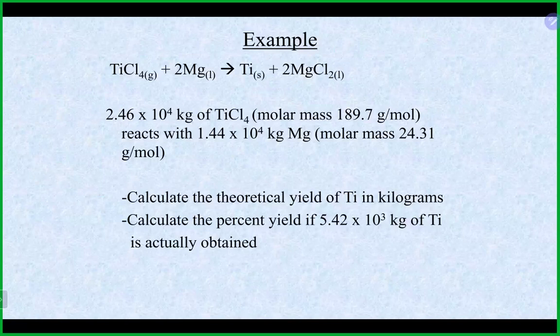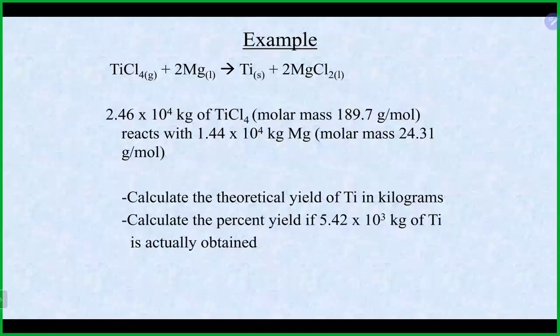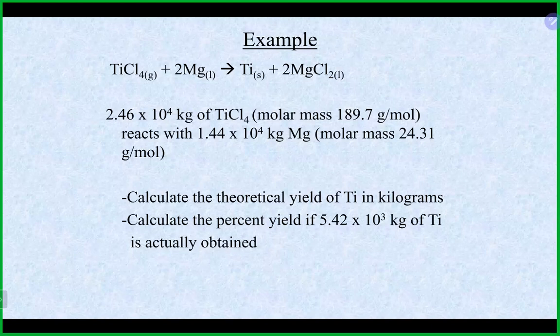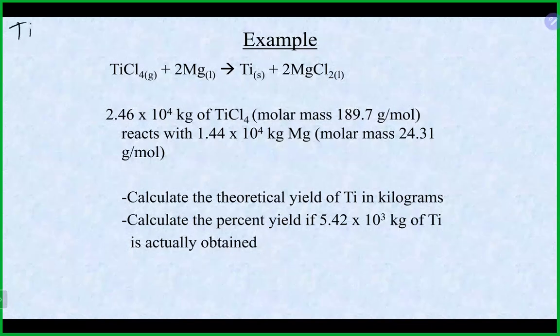In kilograms, if we start with 2.46 times 10 to the 4 kilograms of TiCl4, molar mass 189.7 grams per mole from the periodic table, it's allowed to react with 1.44 times 10 to the 4 kilograms of magnesium, 24.31 from the periodic table. What's the theoretical yield and percent yield if we actually did yield 5.42 times 10 to the 3 kilograms? So take a few moments there, see what you come up with. I think you might need Ti here, which is 47.88 on the periodic table.